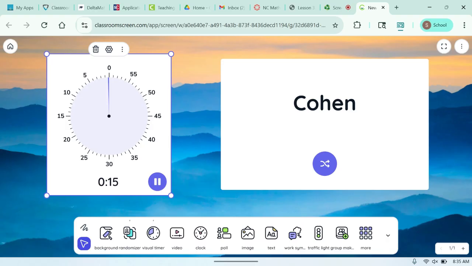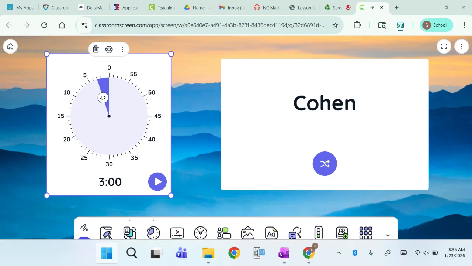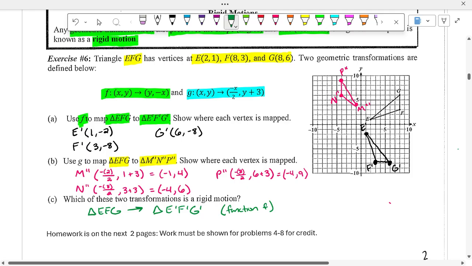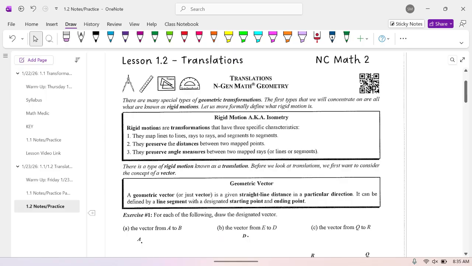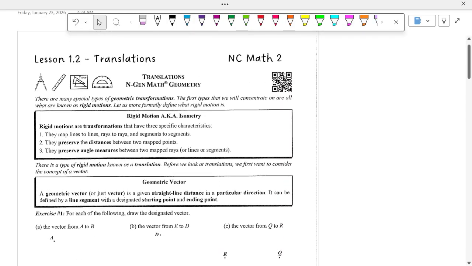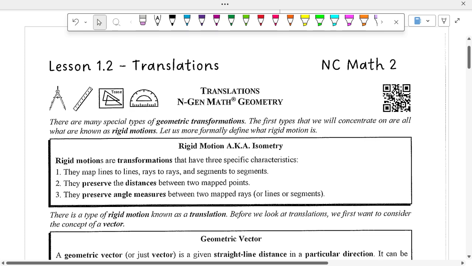All right, guys, you got about 15 seconds to start meandering back to your seats. All right, so we're gonna pick up right where we left off. So what I need you guys to do is in your packet, go to page 5. Let's just say translations at the top.